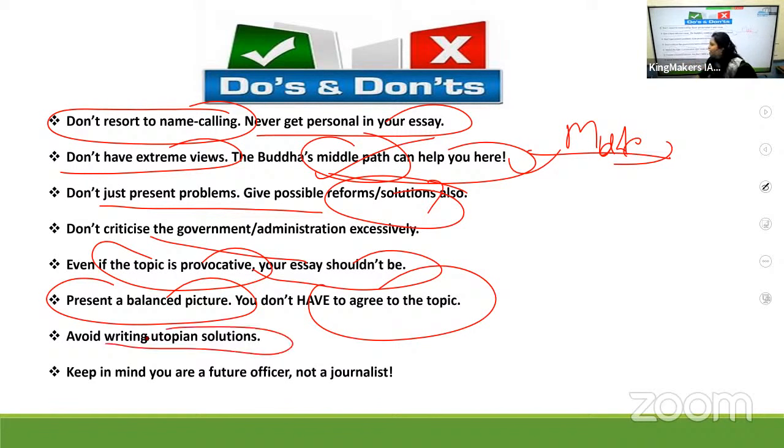Avoid writing Utopian solutions which you cannot even imagine. Don't give that kind of solution. Okay, so the essay will be there somehow. If I were the Prime Minister, then I will definitely go. You need to discuss this traffic problem. I will take a helicopter, go there and solve it. This kind of thing does not happen. Maybe in the future it will, but now it is not happening.